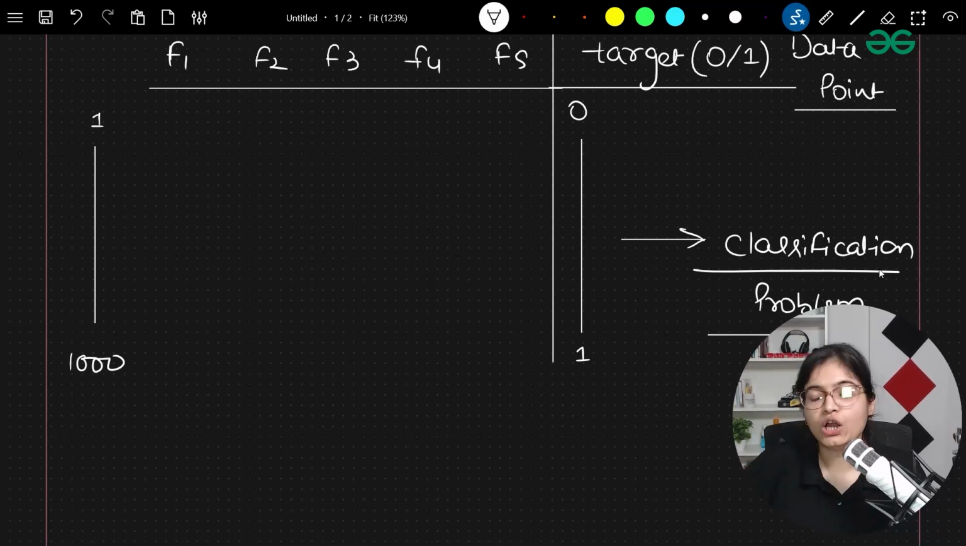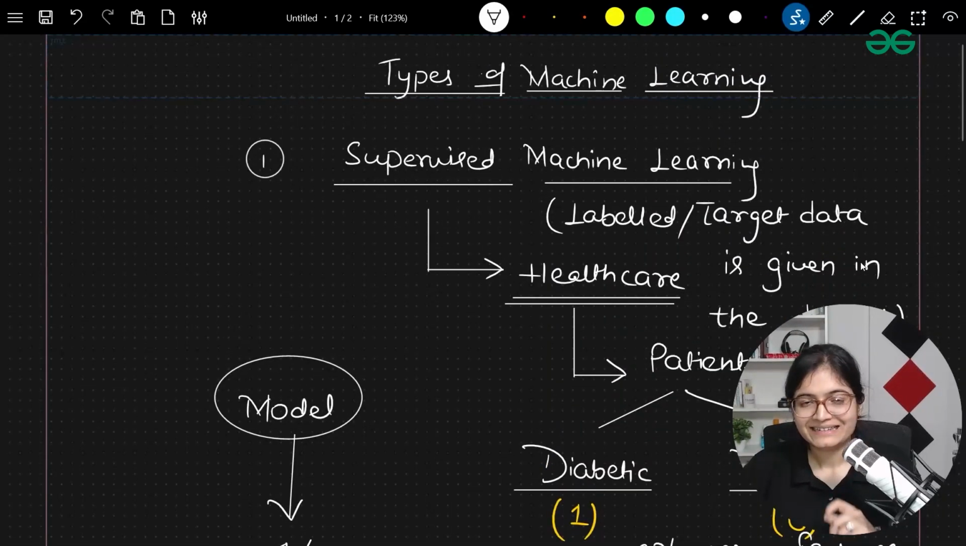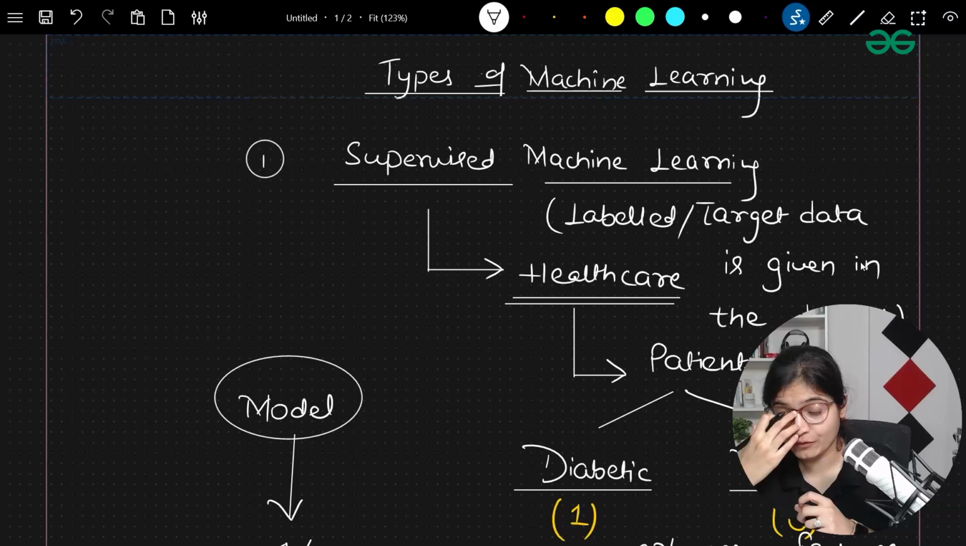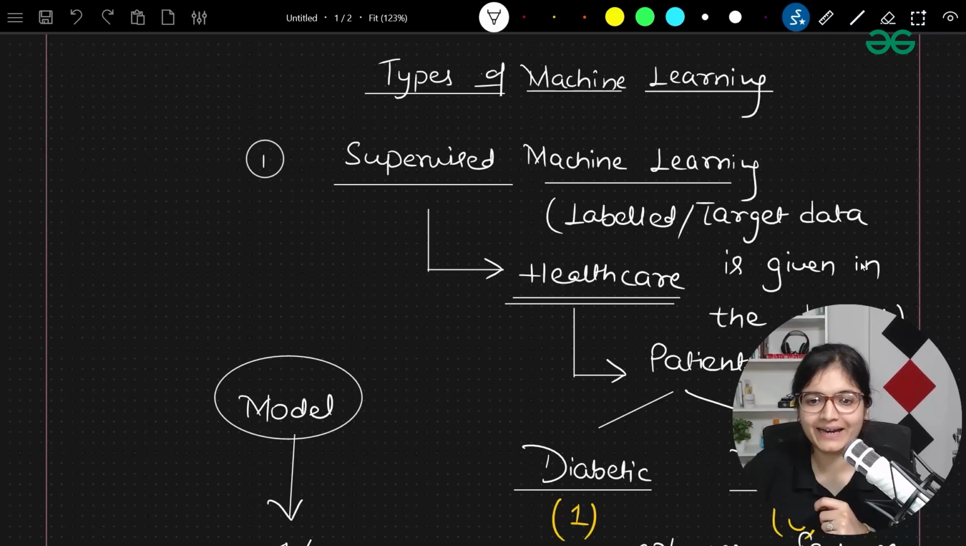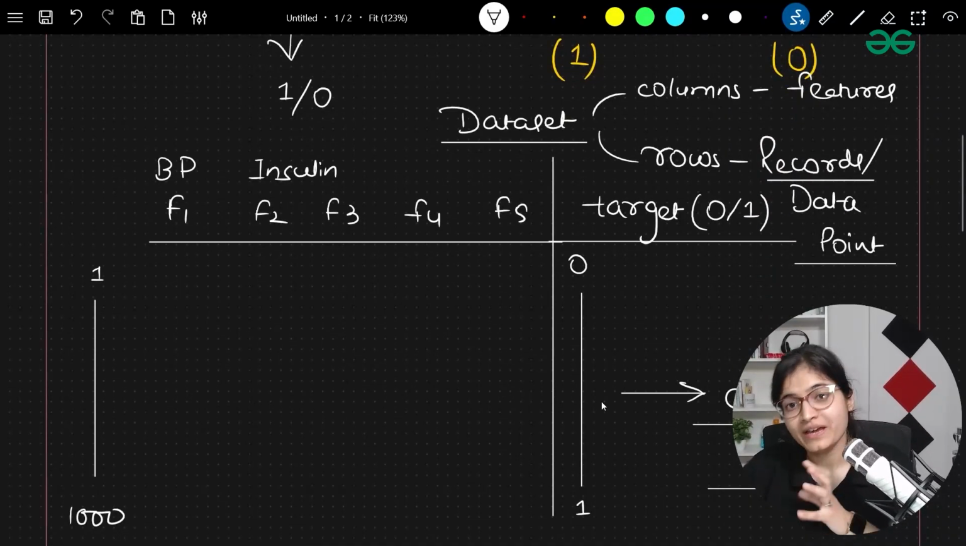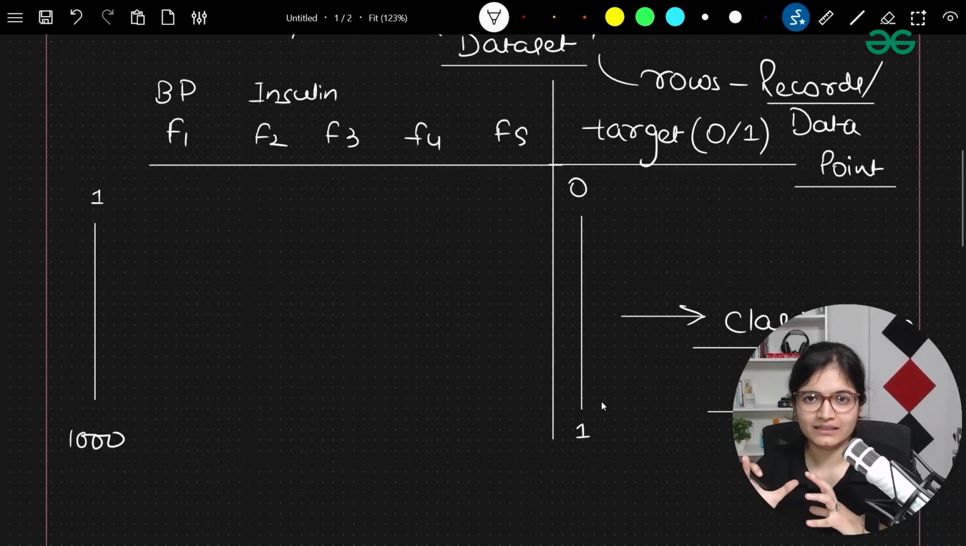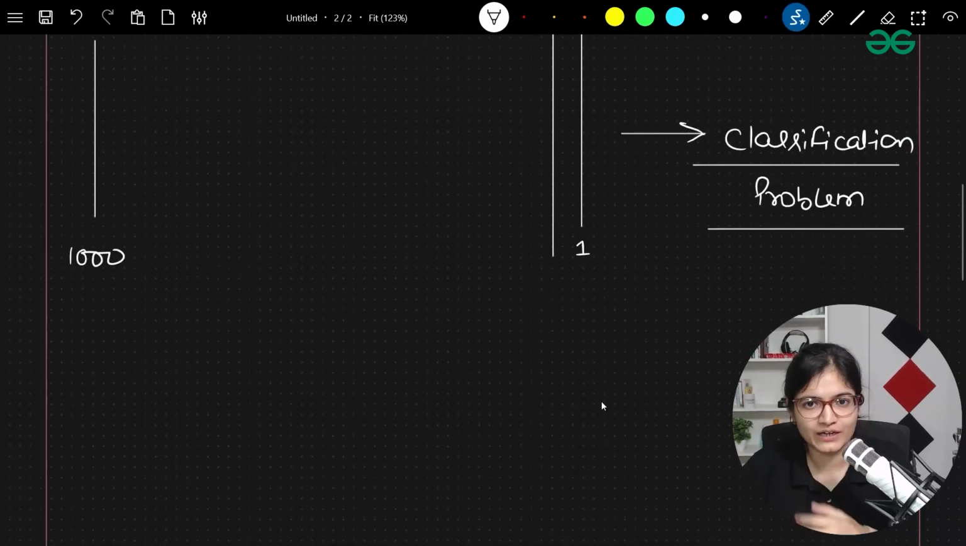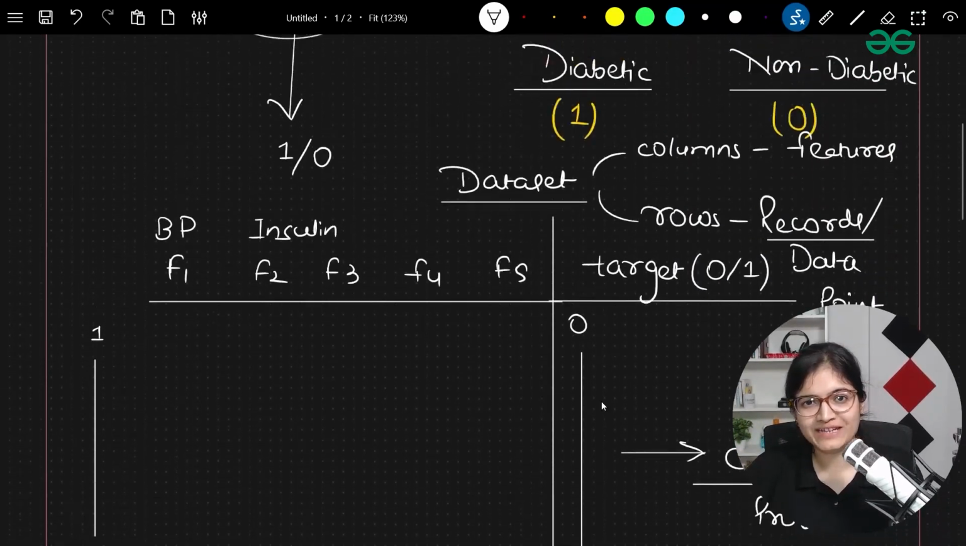So always remember one thing: the first thing is, according to the given data, you have to determine whether this is a supervised machine learning problem or not. If it is supervised, how will you determine? A target column is given to you or not. If it is given, then it's supervised. Now you have to check what the target is that you want to predict. Either it is 0 or 1, or it is something else. What is that something else? Maybe continuous values.